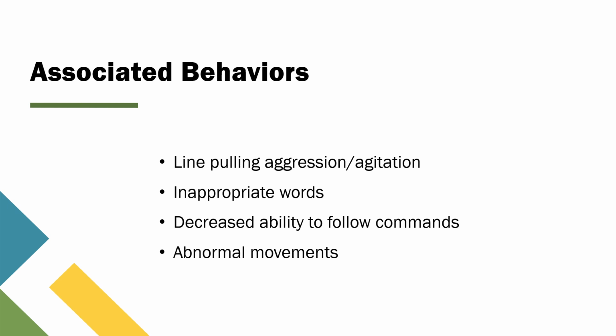Associated behaviors with delirium include line pulling and aggression or agitation, where they may be aggressive with a caregiver or sometimes combative. They may use inappropriate words or have unintelligible speech. They may mumble or sound garbled. They may have decreased ability to follow commands or have difficulty understanding what they're being asked to do and have difficulty expressing themselves as well.